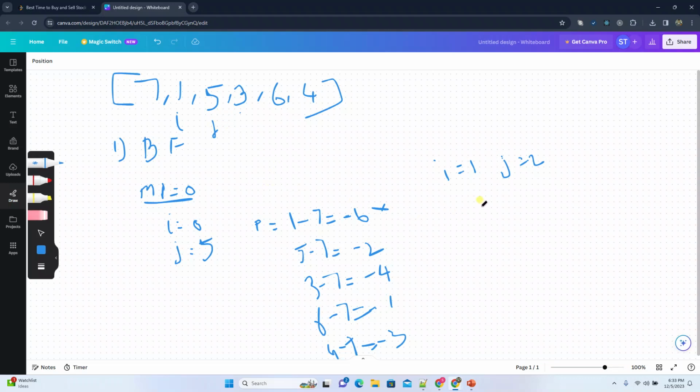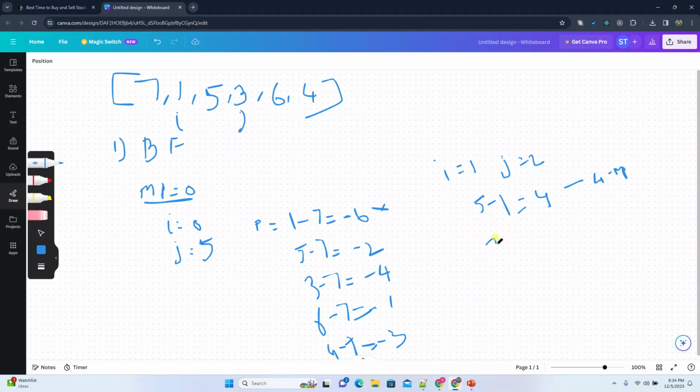Here j. So now what is the position of j? J value is 5 minus what is the I value, which is 1. So here it equals plus 4. So the maximum profit value will become 4 now, right? Because 4 is greater than 0. That's why. So now we'll move to the next position.